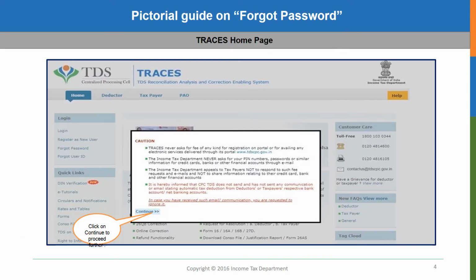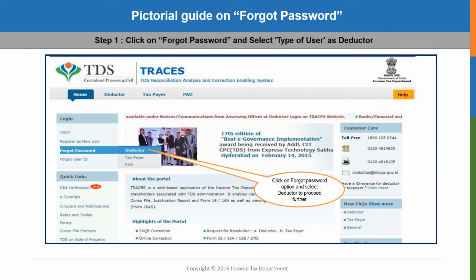Log into the Traces website. It is www.tdscpc.gov.in. A pop-up disclaimer page would appear on the screen. Click on Continue, and then you can see the home page of Traces. On the left side of the home page, you can see a Forgot Password button. Click on that, and in that you select the user type as Deductor.